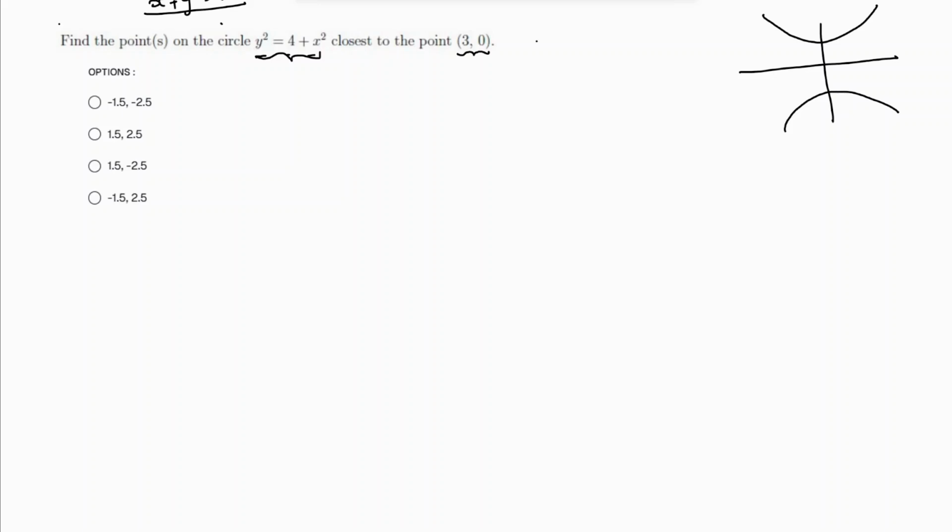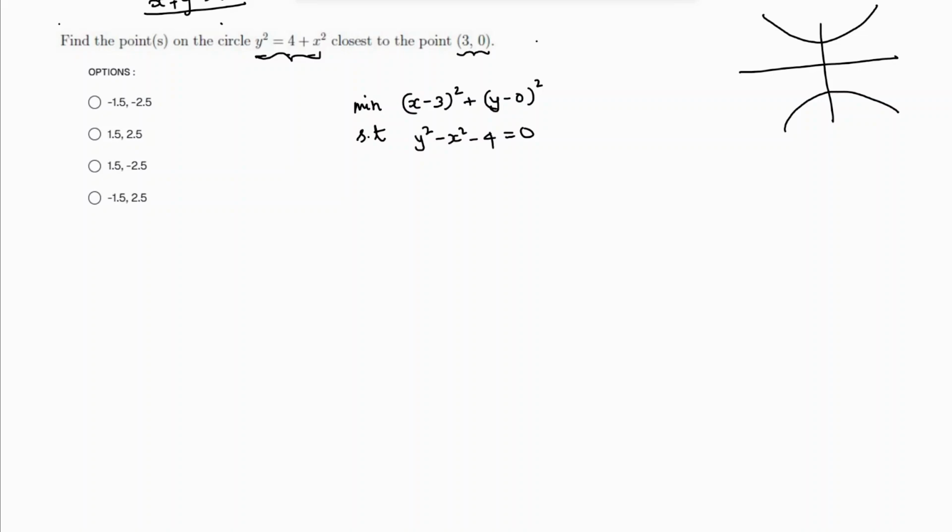So essentially, let me rewrite this problem in the form of minimization. We want to minimize the distance between an arbitrary point and the point (3, 0), right? So what is the distance between an arbitrary point and (3, 0)? It's nothing but (x minus 3) square plus (y minus 0) square, right? Now this is the function that we want to minimize, but subject to a condition. The condition is that y square minus x square minus 4 should be equal to 0, right? Because we want those points to lie on this particular hyperbola.